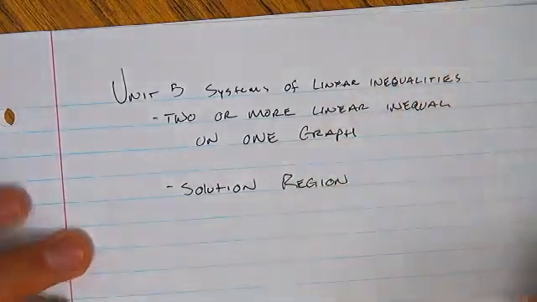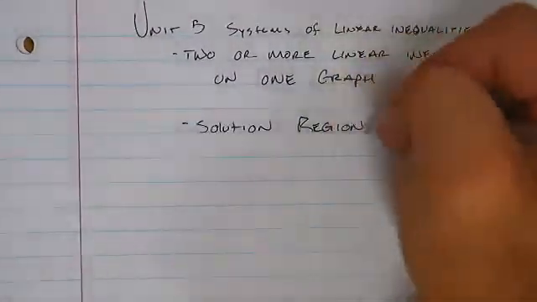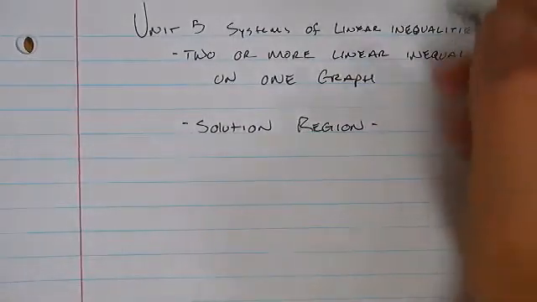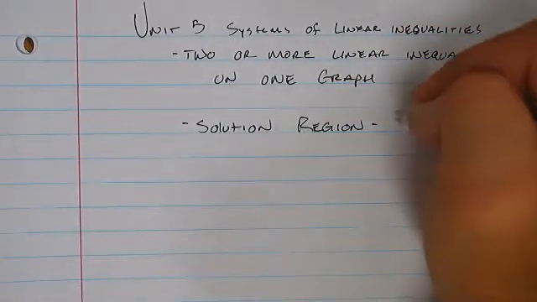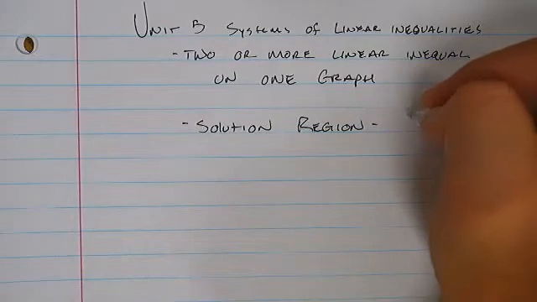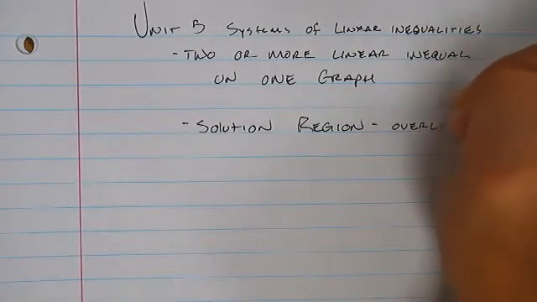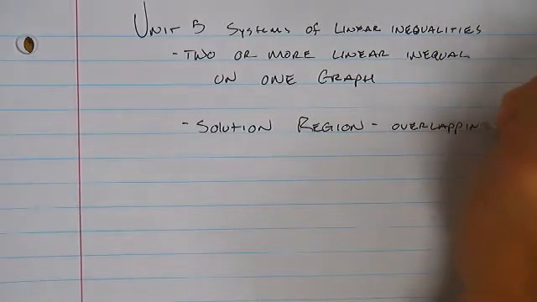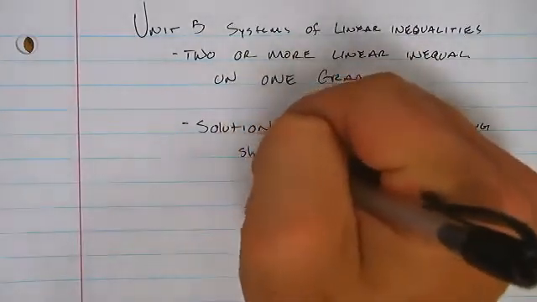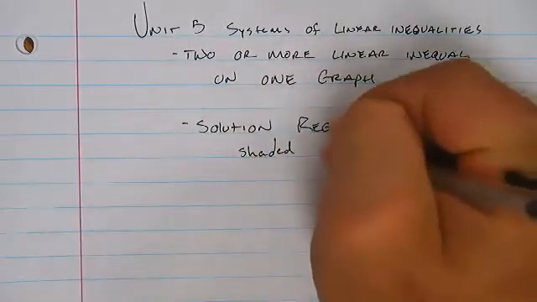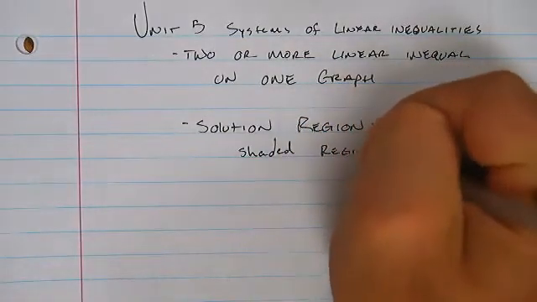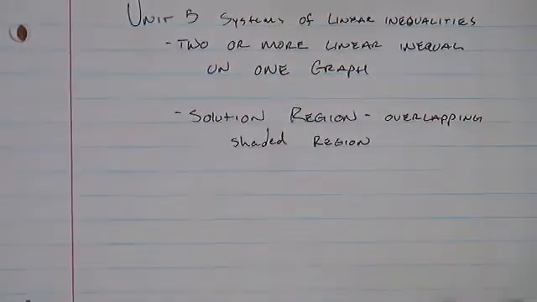So there's a region on the graph that is going to include all solutions for the system. The solution region is the overlapping shaded region. Okay, and you'll see what I mean here in a second.